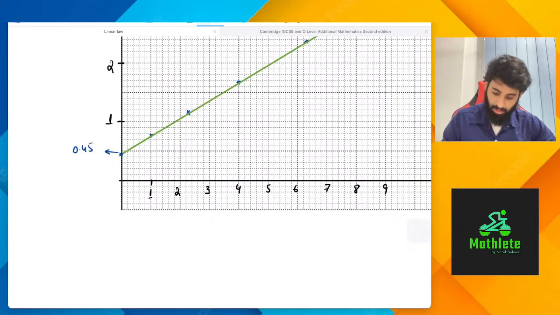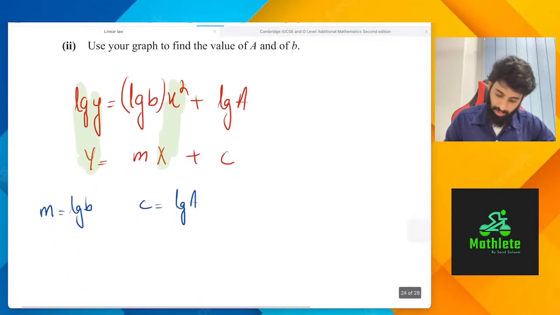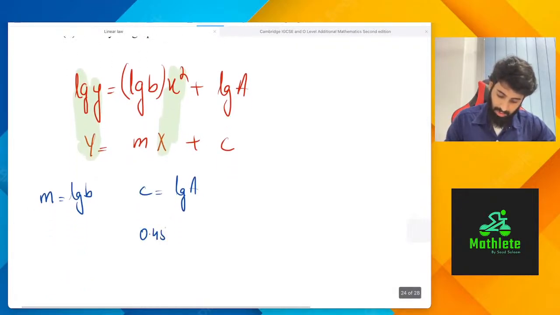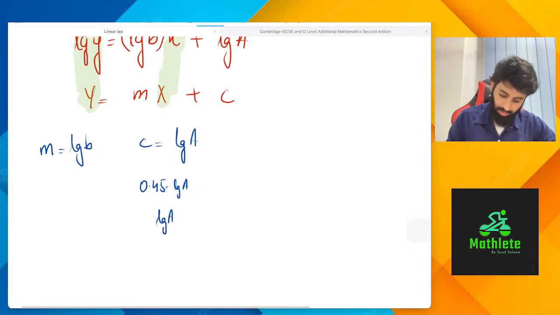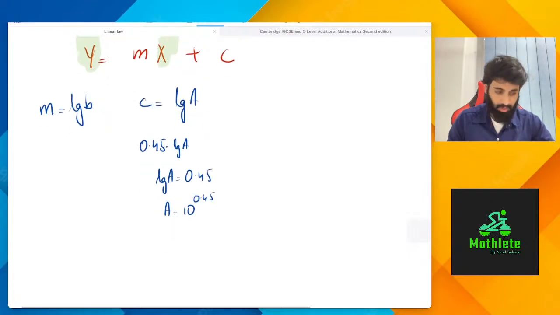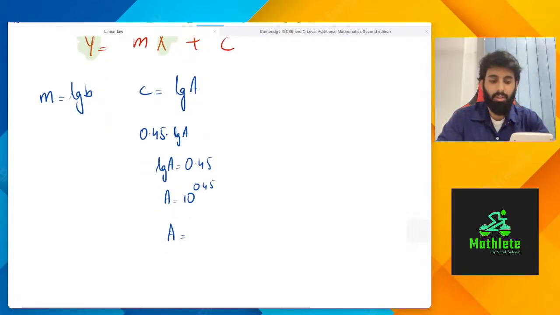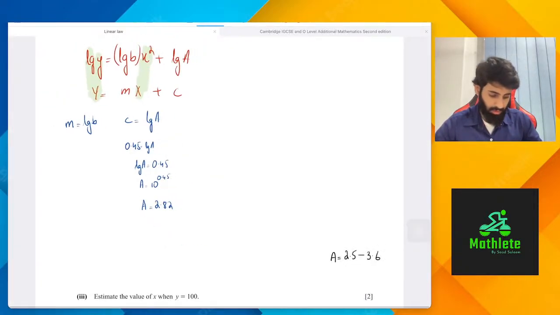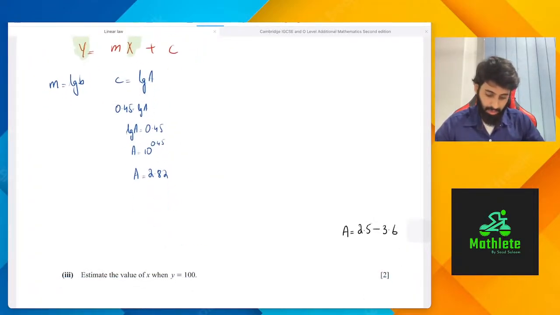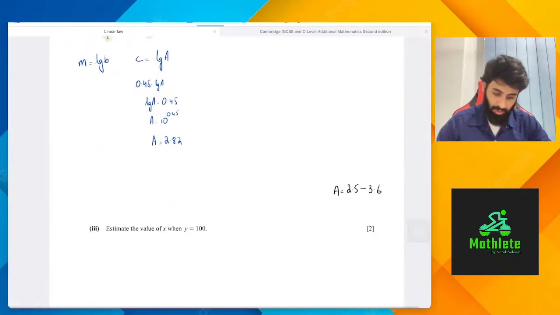Okay? So here's how this works. LGA is equal to 0.45, which means A is equal to 10 to the power of 0.45. Let's work this out. A is equal to 10 to the power of 0.45, so what are we looking at? We're looking at 2.818, so we'll make it 2.82. And you can see our answer is well inside the acceptable range. The acceptable range is written here.